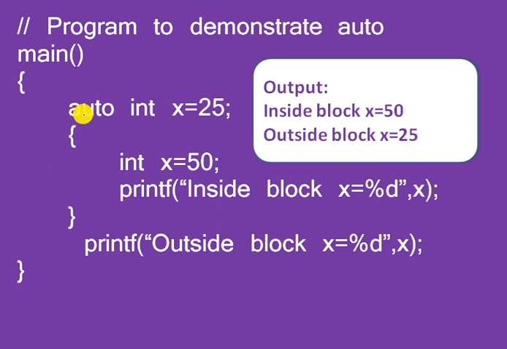Even if you do not write the auto keyword, the variable will be treated as automatic by the compiler. That means writing the auto keyword is not mandatory, it is optional. That is about the auto storage class.